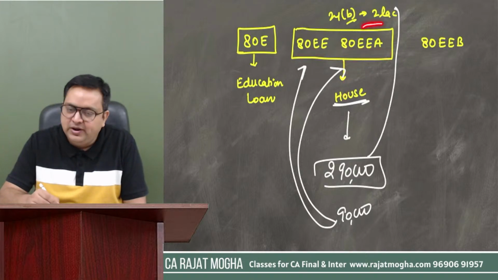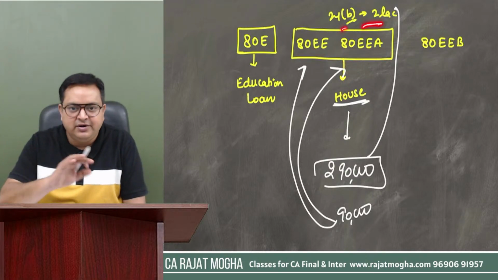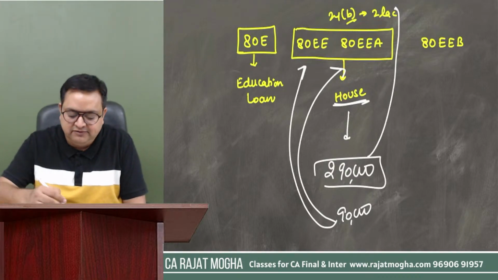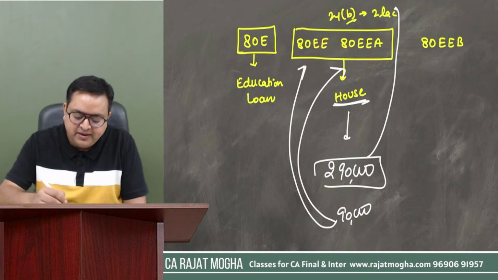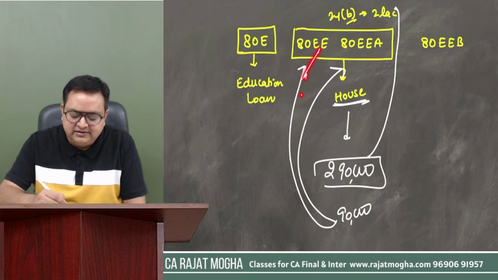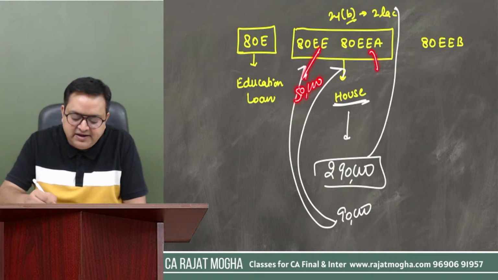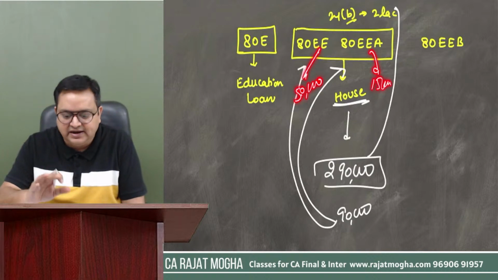Over and above that 2 lakh rupees limit, because 2 lakh is allowed under 24B, if we are paying interest over and above, then we can go in this particular section. In 80EE, I'll tell you that there is a limit of 50,000. In 80EA, we have a limit of 150,000 that I'll discuss.